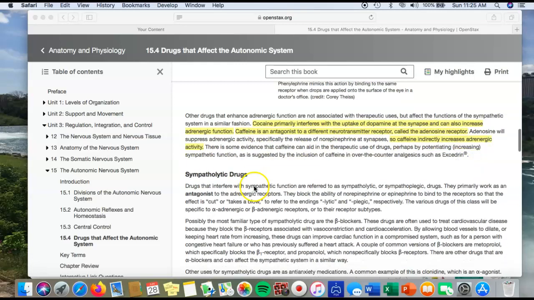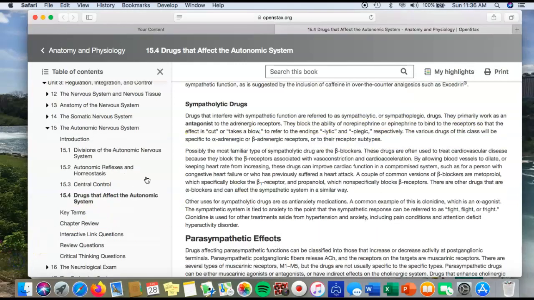Okay, and so let's talk about the sympatholytic drugs next. When we talk about the sympatholytic drugs, they are drugs that are going to interfere with sympathetic function. So there are antagonists to the adrenergic receptors, and what that means is that they block the ability of norepinephrine or epinephrine to bind to their receptors. And there are specific drugs that are going to either target the alpha receptors or beta receptors, and those are called alpha and beta blockers.